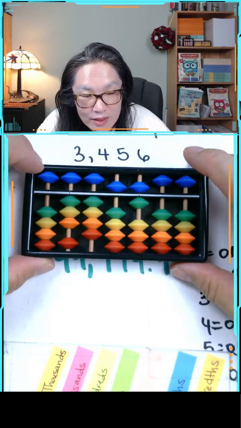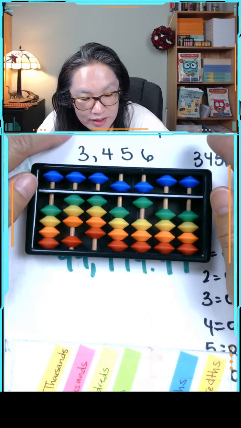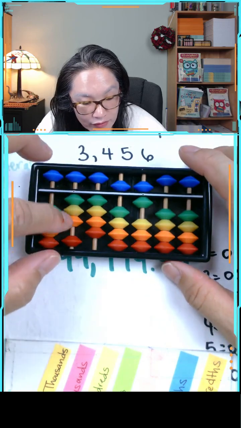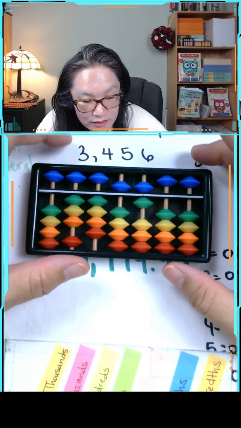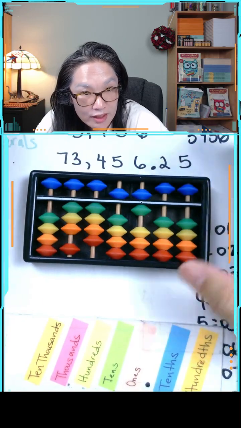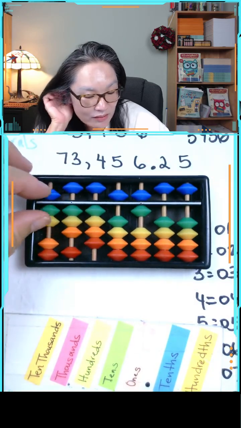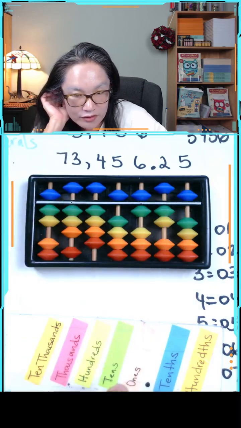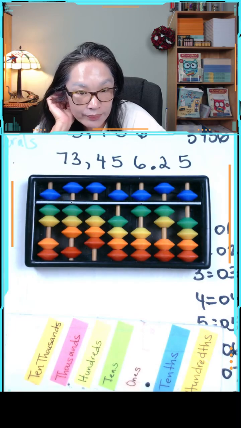Oh, 5 decimal places. Yes, you're right. It would be 5 decimal places. Let's go back to here, right? We have 3,456. And then we can extend it, right? We can have 73,456.25. So we go back to 2 decimal places.